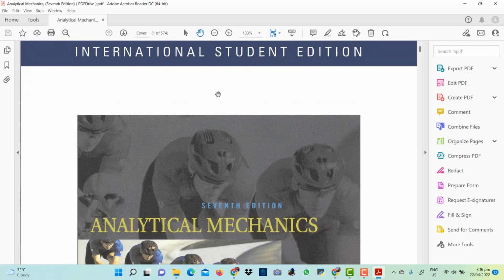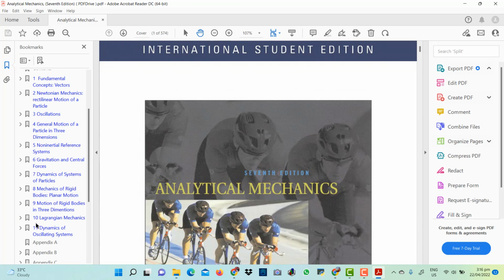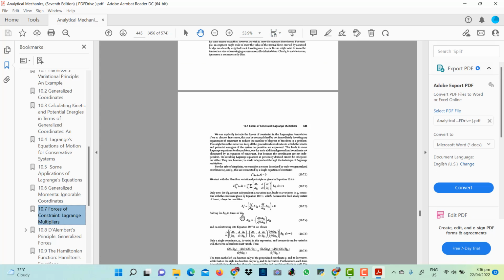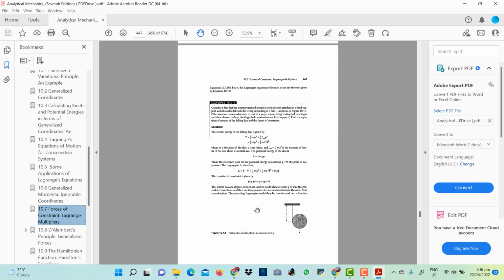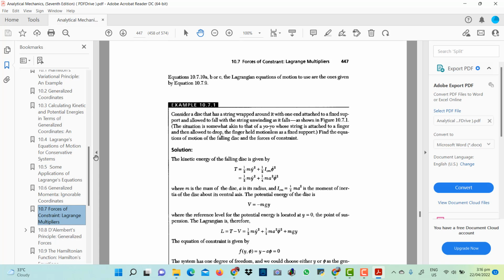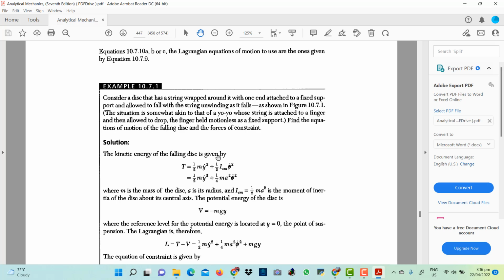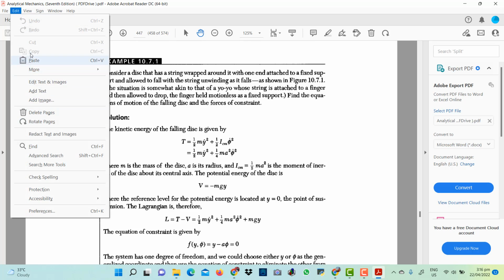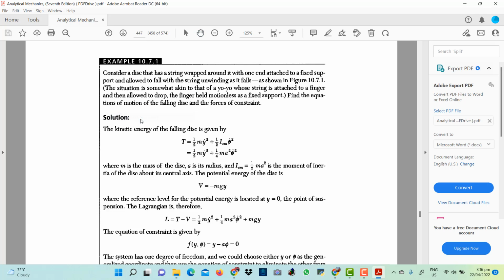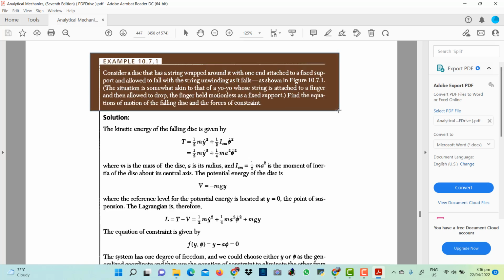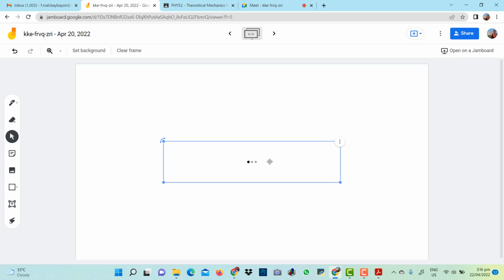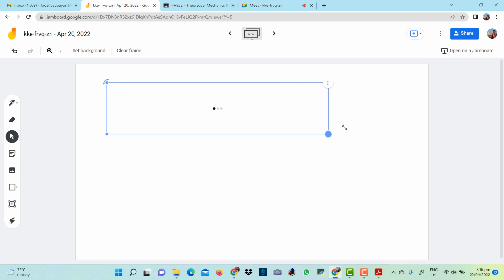Okay? Say for example, we have this problem, a yo-yo. Let's see how this one goes. Say for example, we solve this using two methods. Method 1 is the usual way of solving this, and then method 2 is you will use the Lagrange multiplier, okay? Then let's try.